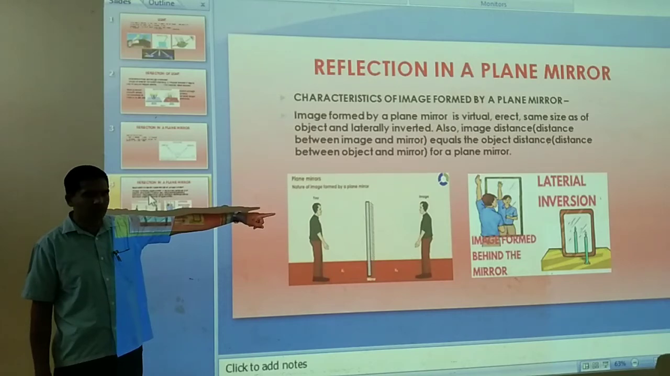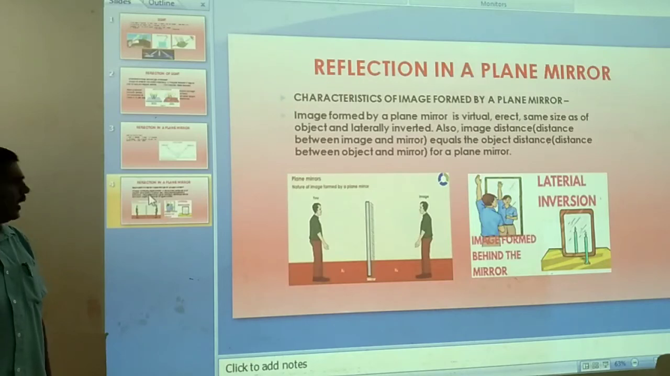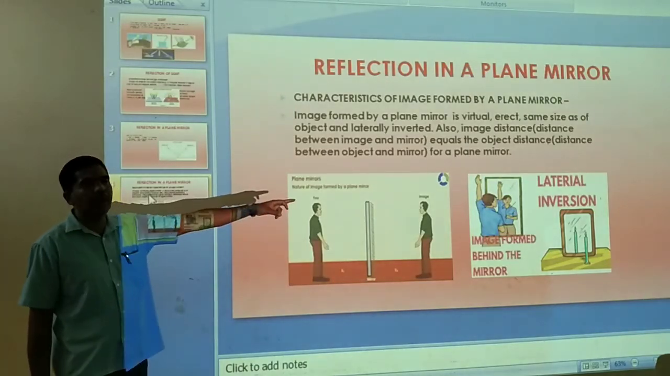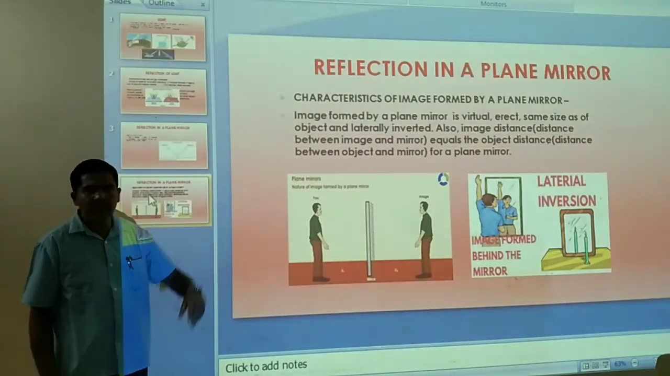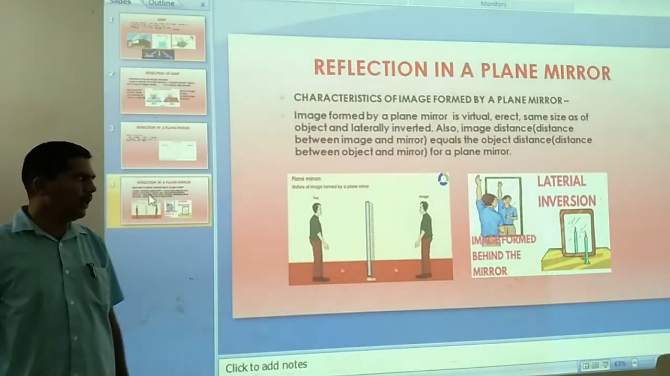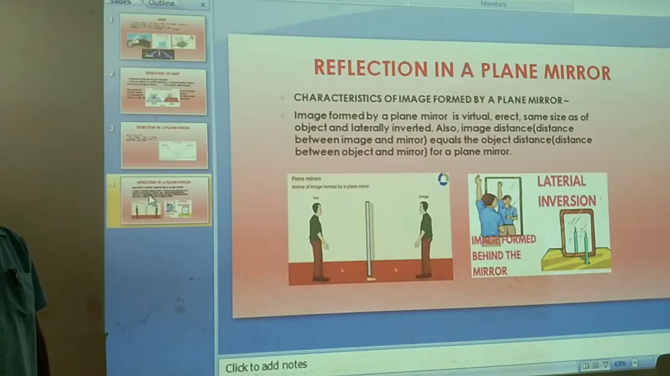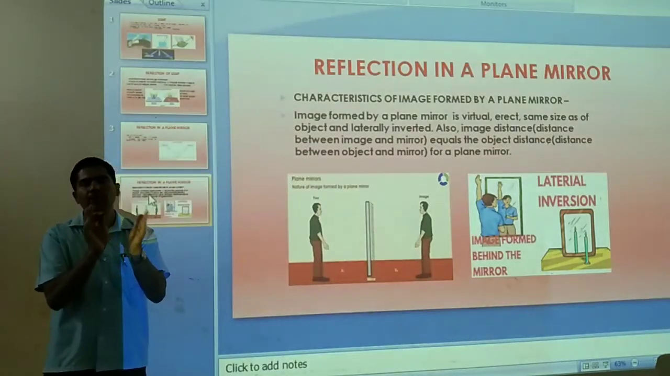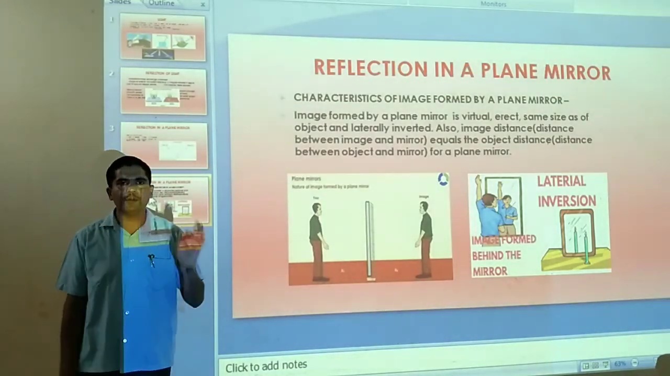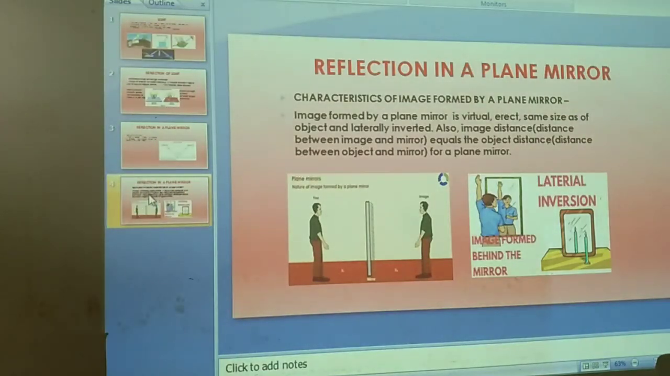The most important thing is this. A boy is raising his left hand in front of a plane mirror, and in the mirror it is showing the right. That means left appears right. See the candle. The candle is slightly to the right side of the table, and in the mirror it appears to be on the left. So in a plane mirror, the image formed is sideways reversed. Left appears right, right appears left. This is what we call lateral inversion. The image formed in a plane mirror is laterally inverted or sideways reversed.